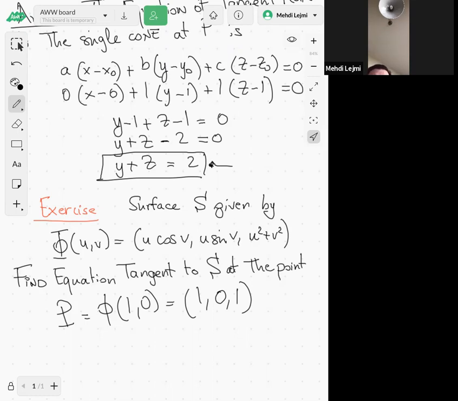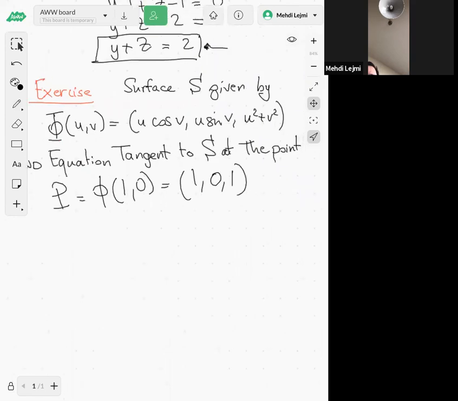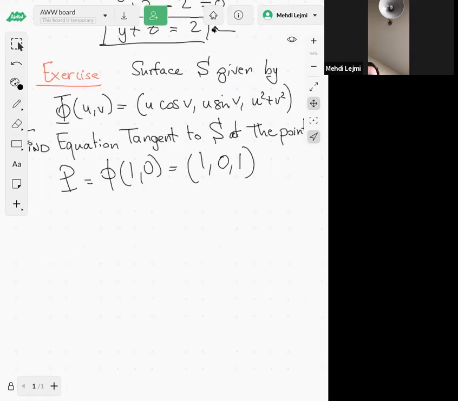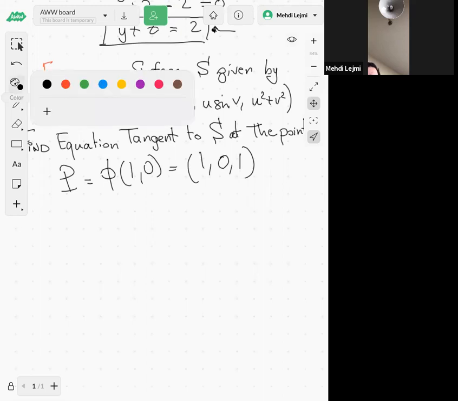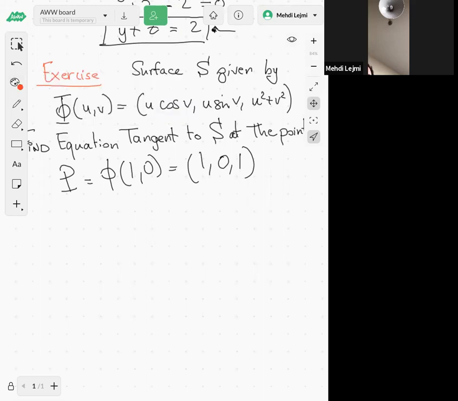Okay, guys, I don't know if you had time to try this exercise. So let me go over this exercise, and again, if you have any questions, just let me know. You have this surface, phi here, a parameterization of our surface. We have the point, and we need to find the equation of the tangent plane. All right, so step one is to find the tangent vectors.